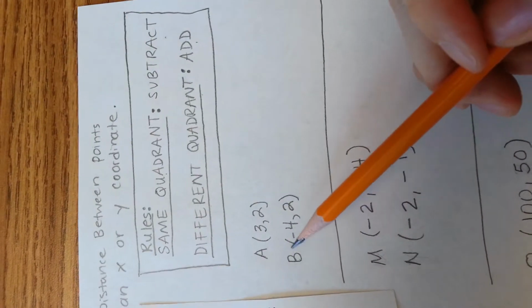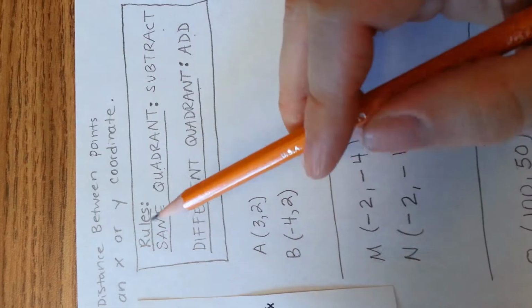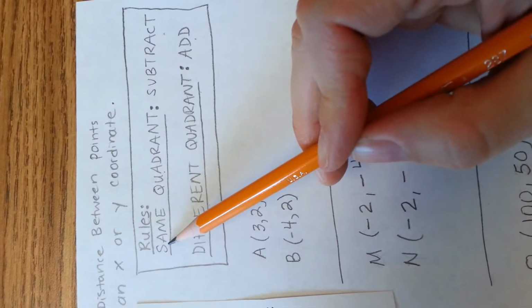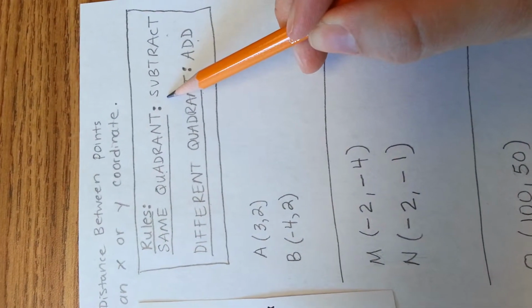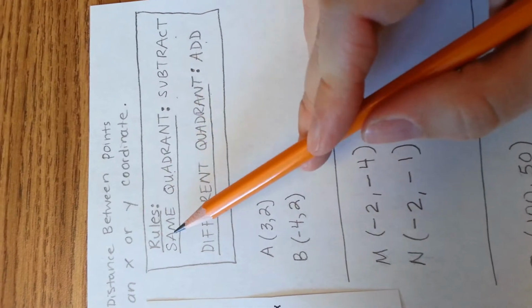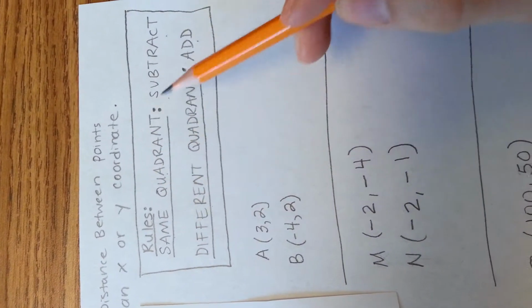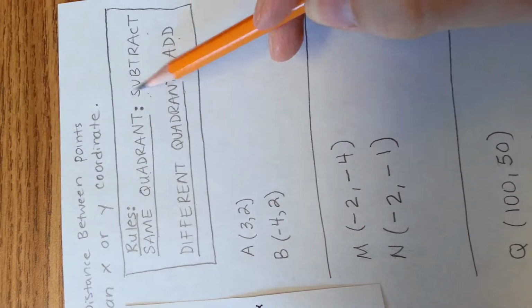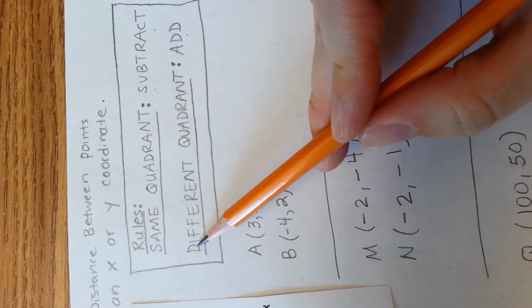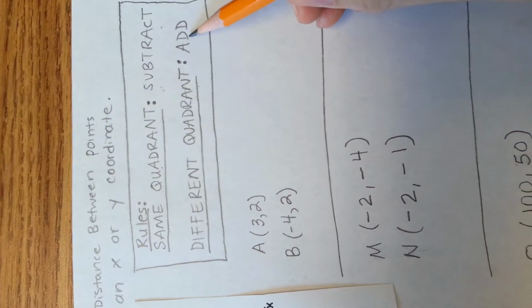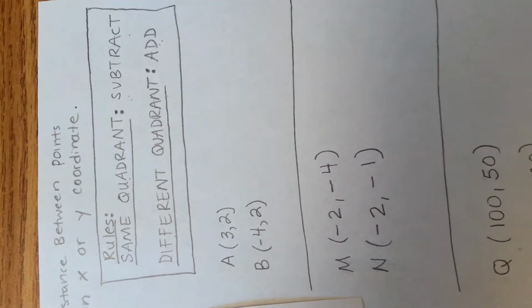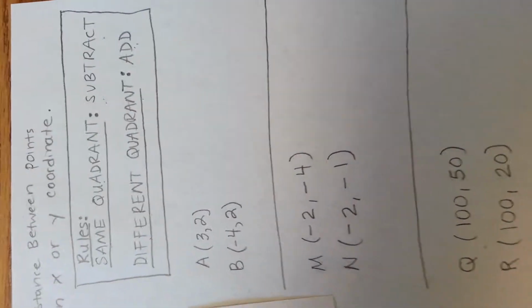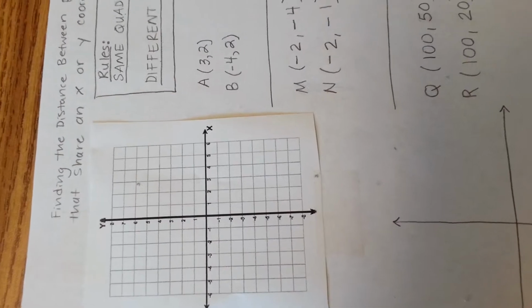Now, I remind my students to kind of remember this by same, subtract. So if it's the same quadrant, you're going to subtract. Different quadrant, different is add. Okay, maybe that will help us to remember. Let's go ahead and work through the first problem.